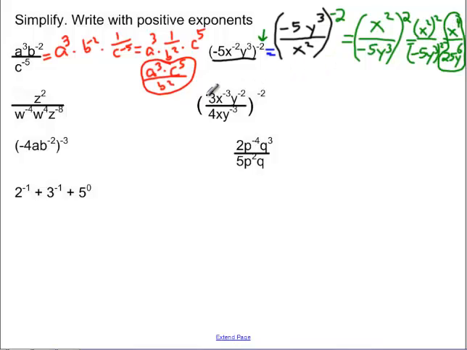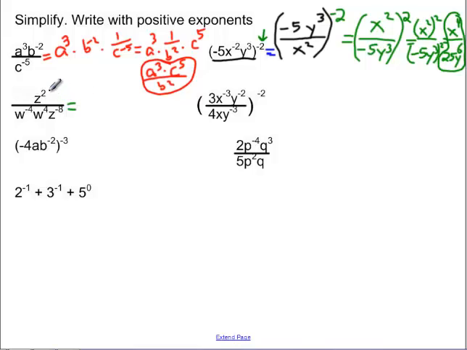Alright, for this one down here, z squared over w to the minus 4 times w to the 4th power times z to the minus 8th power. Sometimes you don't want to attack the negative exponents right away. You can just simply separate and conquer. You can take a look at the z's and the w's separately. So let's take a look at the z's separately.